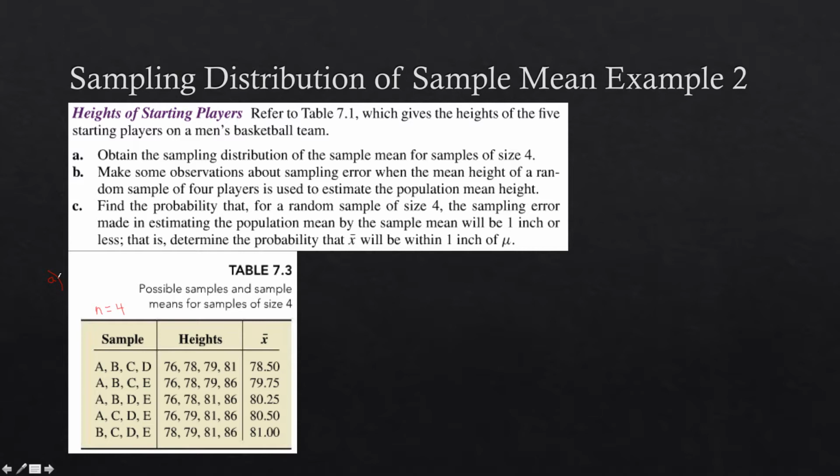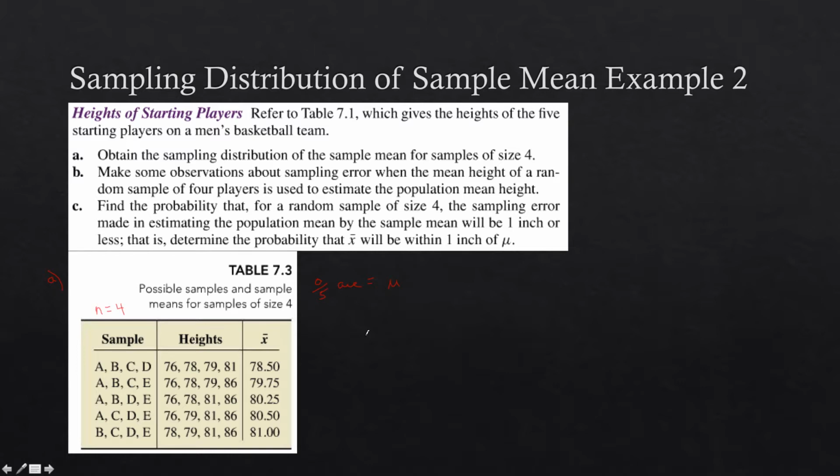All right, so letter B. What are some observations that you can tell right away using letter B? Well, some observations that I see right away is that none of these 5 samples equal 80. So 0 of the 5 are equal to the population mean. That's the first thing I noticed. So obviously there's some sampling error there. None of the 5 are equal to it.